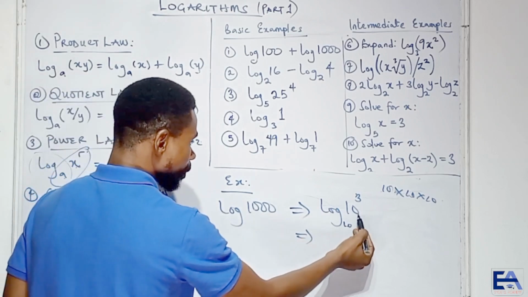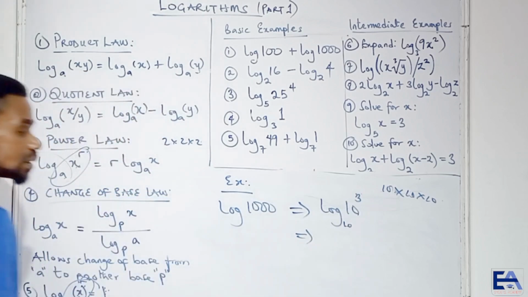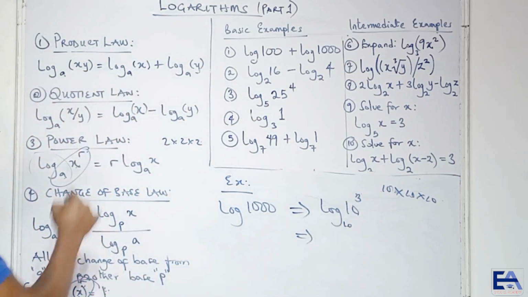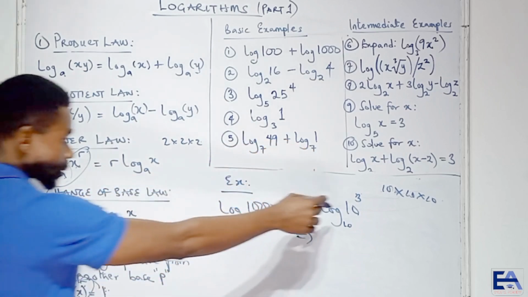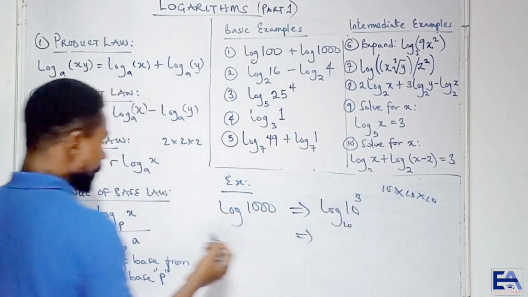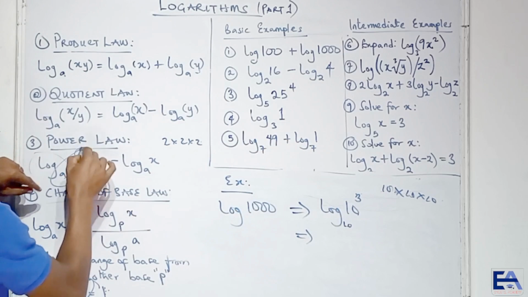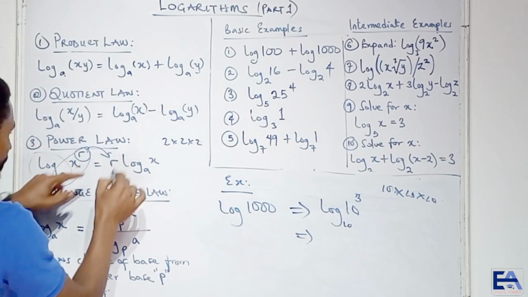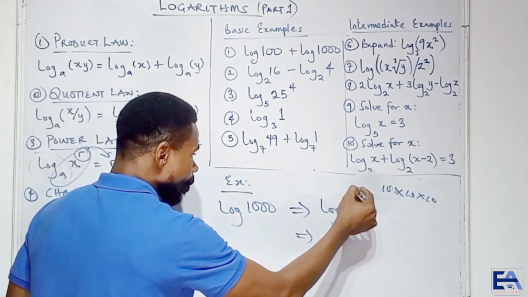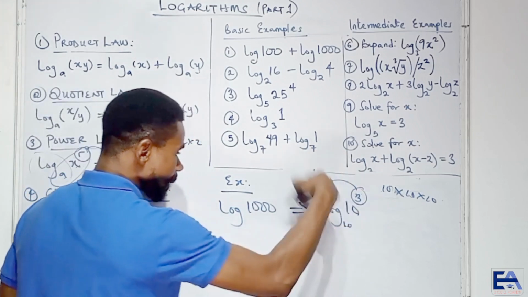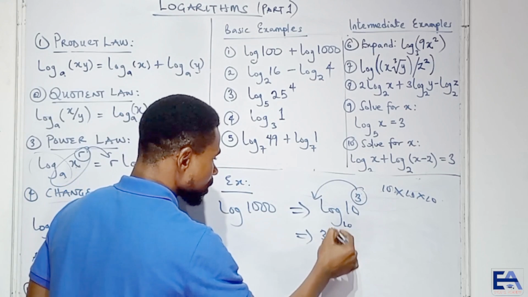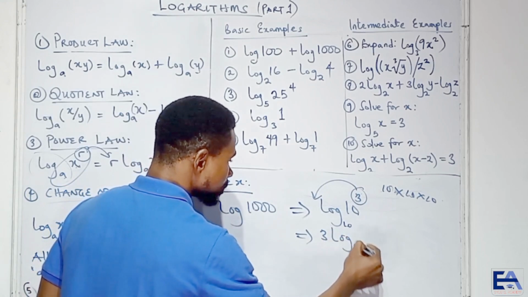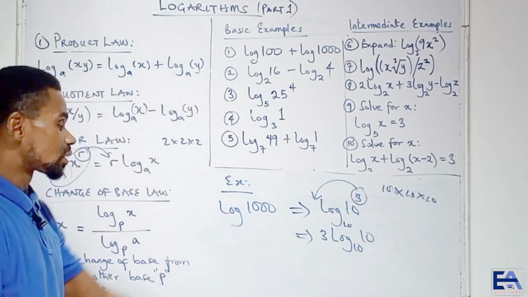The base, the number, and the power to that number. Not the power of the logarithm, but the power to that number. Now we are going to apply the law. The law says that the power will go and multiply the logarithm. So the power, which is 3, goes to multiply the logarithm to become 3 log 10. That is log 10 to base 10.